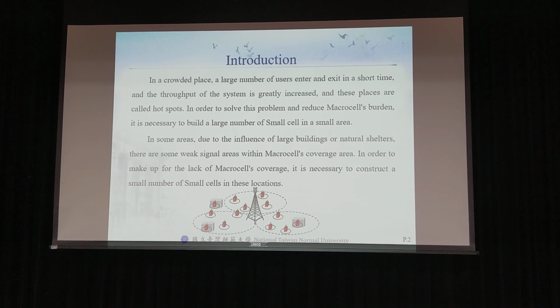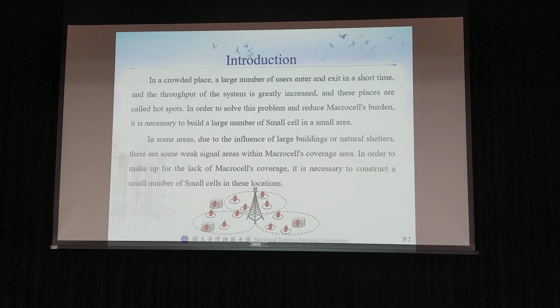And in the crowded place, a large number of users enter and exit in a short time, and the throughput of the system is greatly increased, and these places are called hotspots. In order to solve this problem and reduce macrocell burden, it is necessary to build a large number of small cells in a small area.